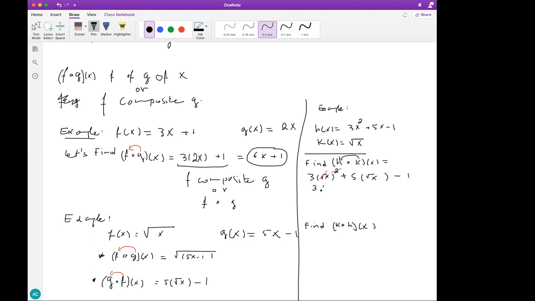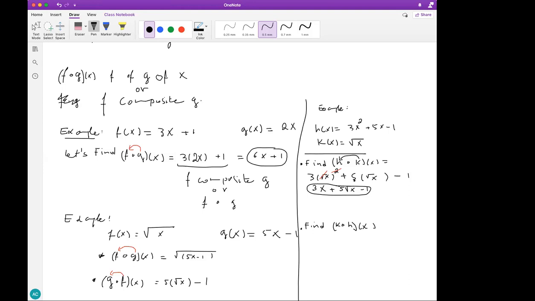So we end up with 3x plus, now multiply these, basically they stay the same. That's it. There's nothing else we can do to this expression. That's basically the composition of the two functions.